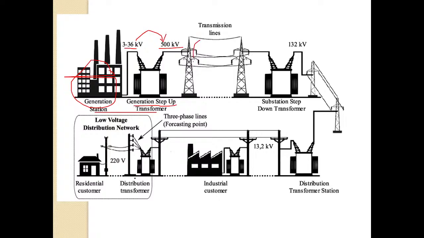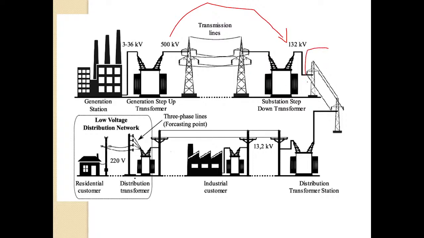Next, it is transmitted by these transmission lines, and it reaches somewhere nearby to the load sector. There is a substation here in between. In this substation, the voltage level is stepped down from 500 to 132 kilovolts. So the voltage level has been stepped down here from 500 to 132 kilovolts.